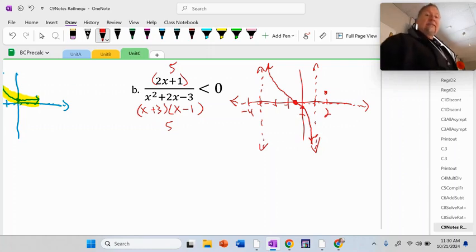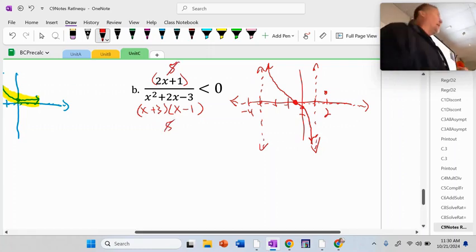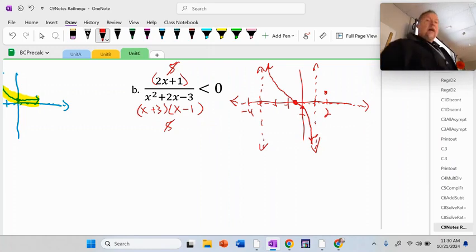Okay, so again, these are the things that hurt my brain when students say they can't do what I just did there. Drives me crazy. All right? There is no excuse for it.